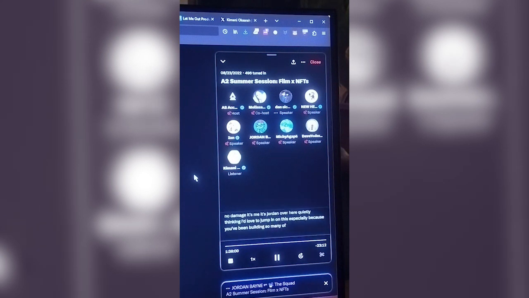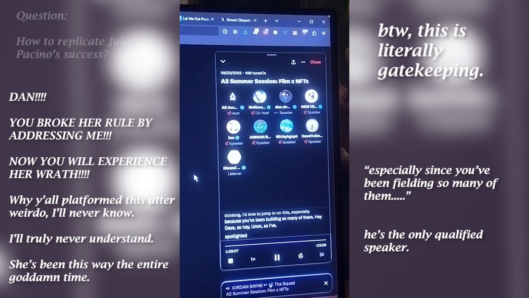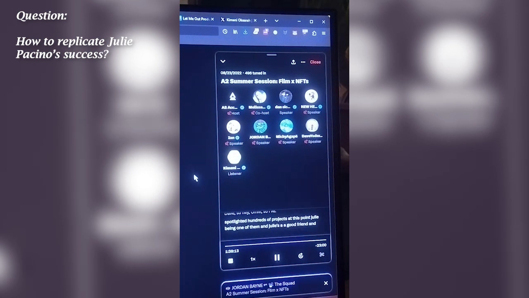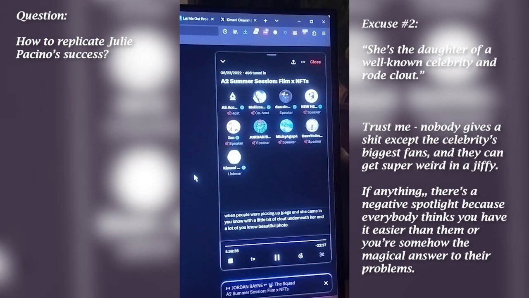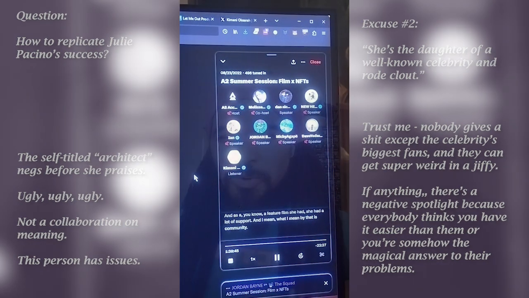I'd love to jump in on this, especially because you've been fielding so many of them. Hey, Dave. Hello. So I've spotlighted hundreds of projects at this point, Julie being one of them, and Julie's a good friend. There's a couple of things we all have to think about: Julie minted out last January when we were in a bull market. When people were picking up JPEGs and she came in with a little bit of clout underneath her and a lot of beautiful photography, as a feature film, she had a lot of support.